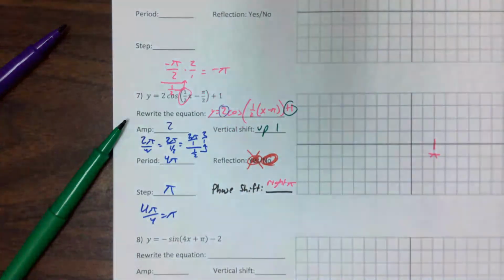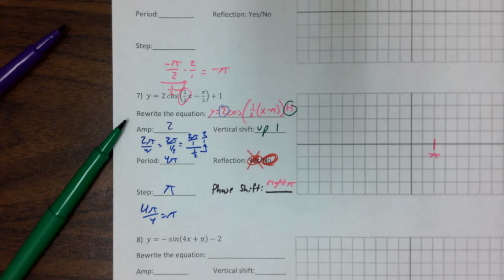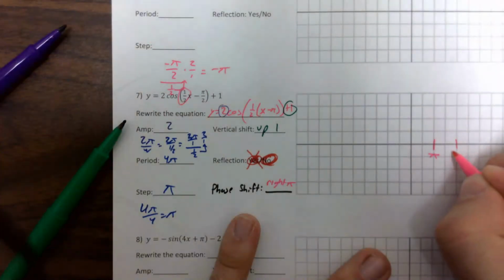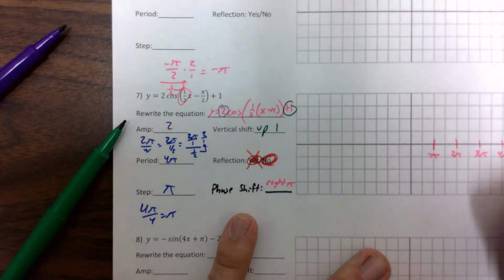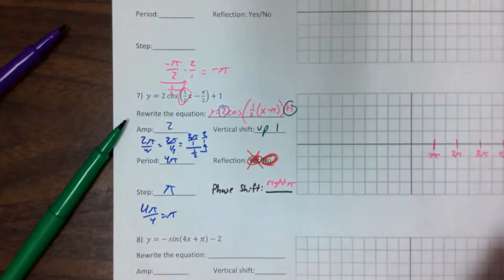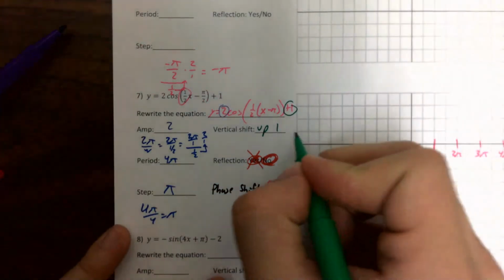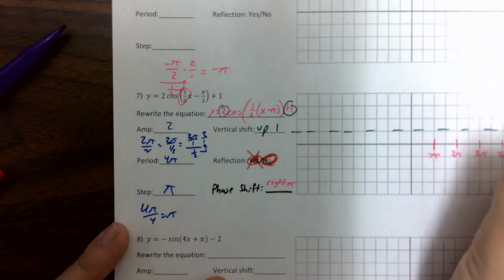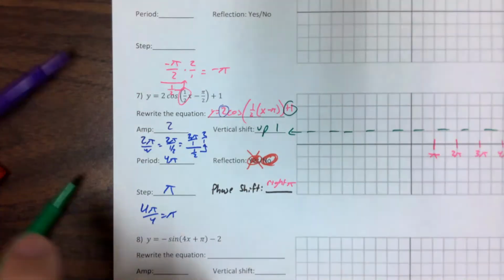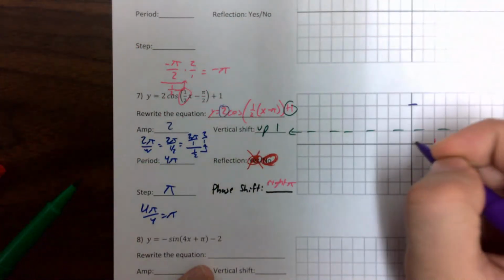And from there, I'm going to count out my step. So pi, 2 pi, 3 pi, 4 pi, 5 pi. And that is one period. And now my vertical shift is up 1. And my amplitude is 2. 1, 2. Down 2.